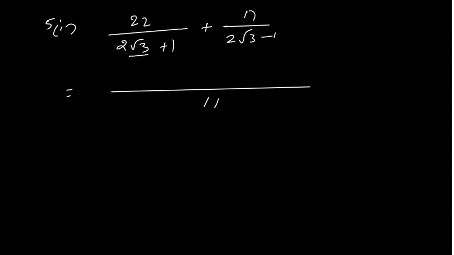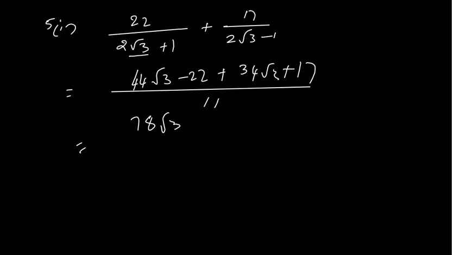So now here 44 root 3 minus 22 plus 34 root 3 plus 17. Like the mistake I did last time. Okay. So 44 plus 34 is 78 and minus 5. So divided by 11. Yeah, yeah, that's actually 78 root 3. So this question is done.